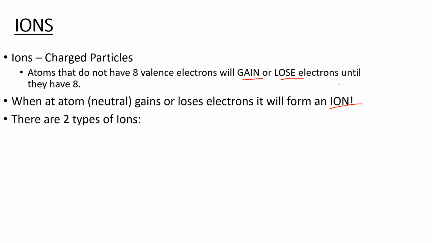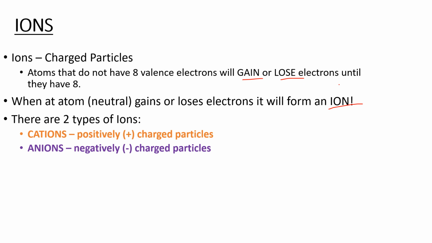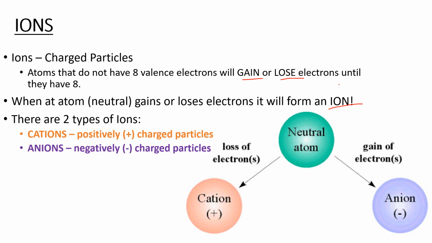There are 2 types of ions. You have cations, which are positively charged particles, and then you have anions, which are negatively charged particles. This is a little more than we need to know for this class, but I'm going to go ahead and kind of just show you what we've got going on here. You have a neutral atom, which for the most part, all atoms, while they're neutral, they're not happy because they don't have 8. There's an exception.